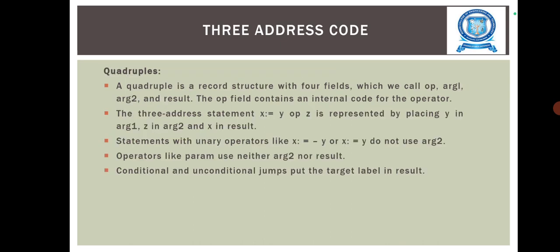Quadruples. A quadruple is a record structure with four fields, which we call operator, argument 1, argument 2, and result. The operator field contains an internal code for the operator. The three address statement x = y op z is represented by placing y in argument 1, z in argument 2, and x in result. Statements with unary operators like x = -y or x = y do not use argument 2. Operators like param use neither argument 2 nor result. Conditional and unconditional jumps put the target label in result.